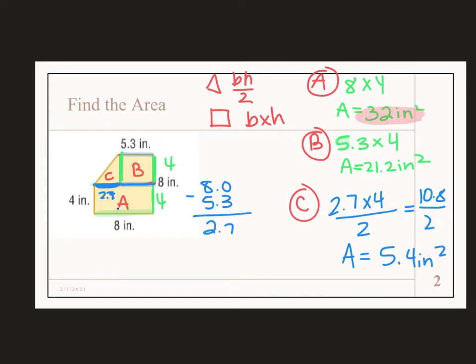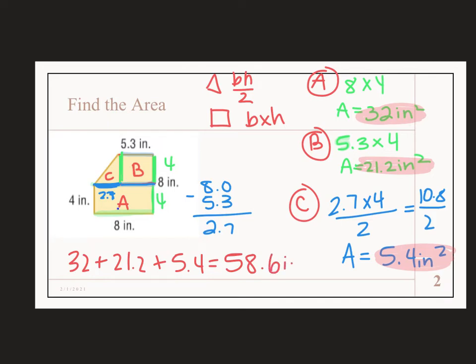So the last step that we know we need to do is we're going to take all of those areas, so 32, 21.2, and 5.4, and we're going to add those together to get the final answer. So 32 plus 21.2 plus 5.4 would give us our total area of 58.6, or 58 6/10 inches squared.